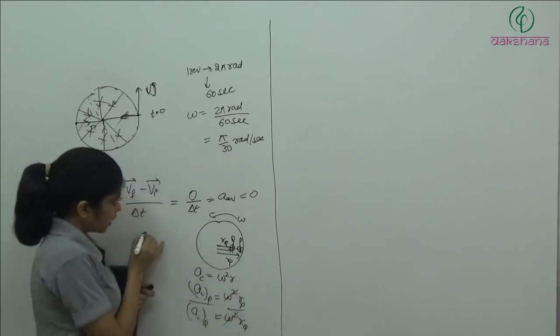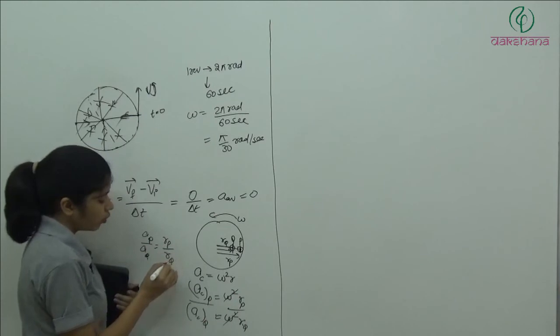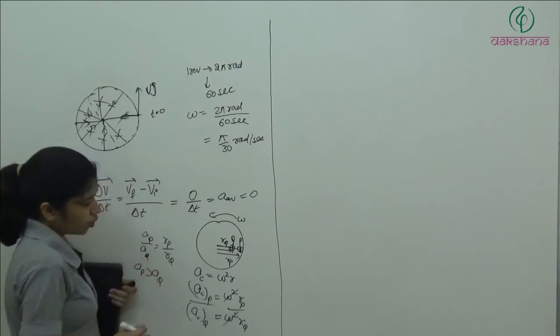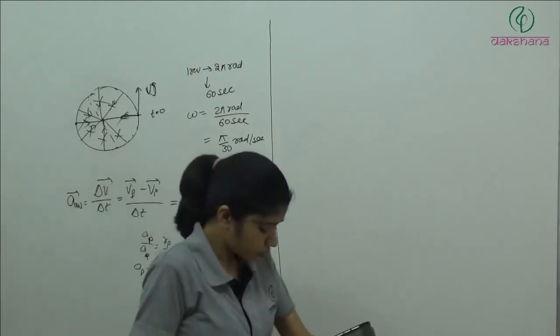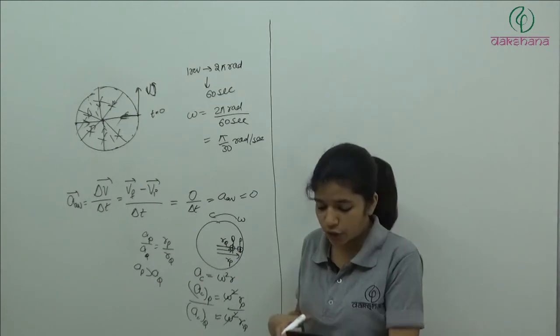Now A centripetal of P divided by A centripetal of Q is equal to Rp by Rq. So Rp is greater than Rq. It means AP is greater than AQ. Rp is greater than Rq. So acceleration of P is going to be greater than acceleration of Q.